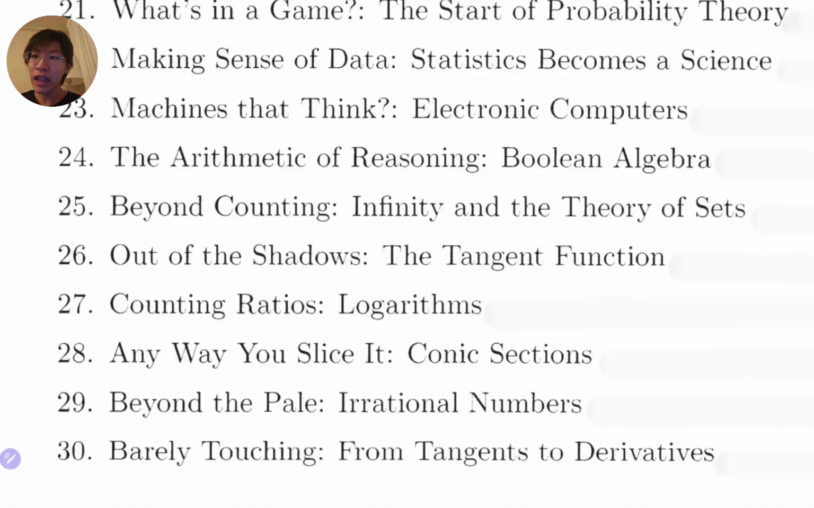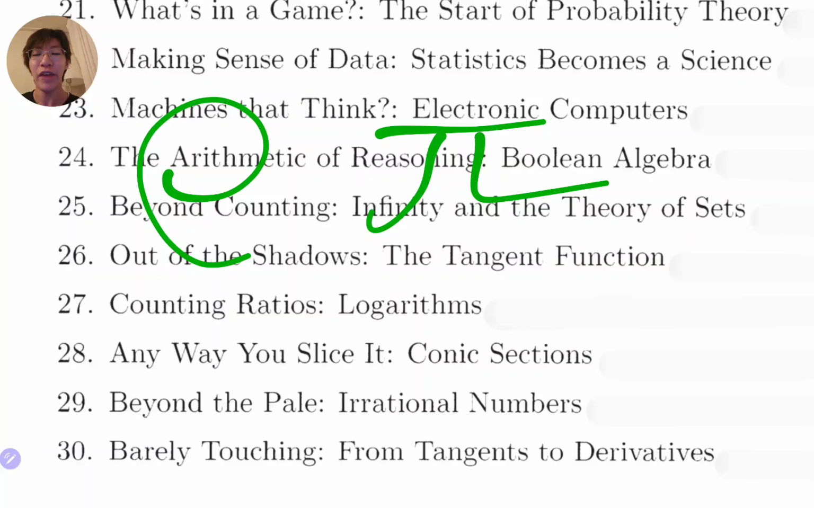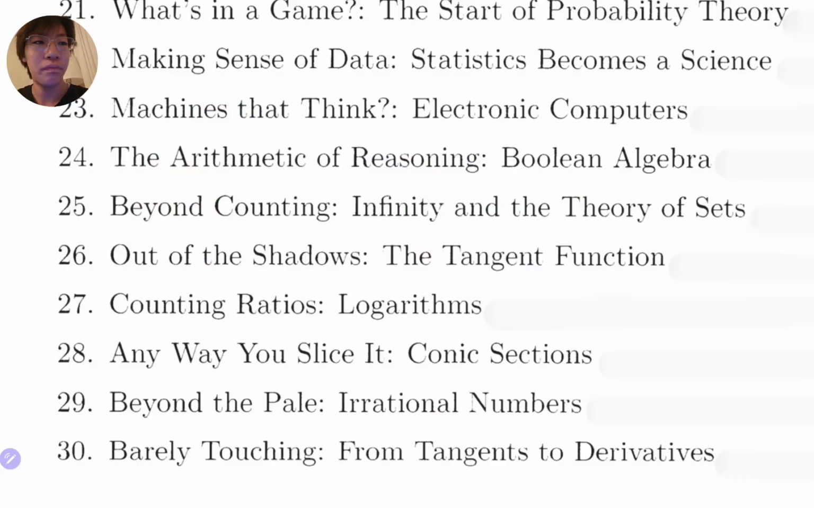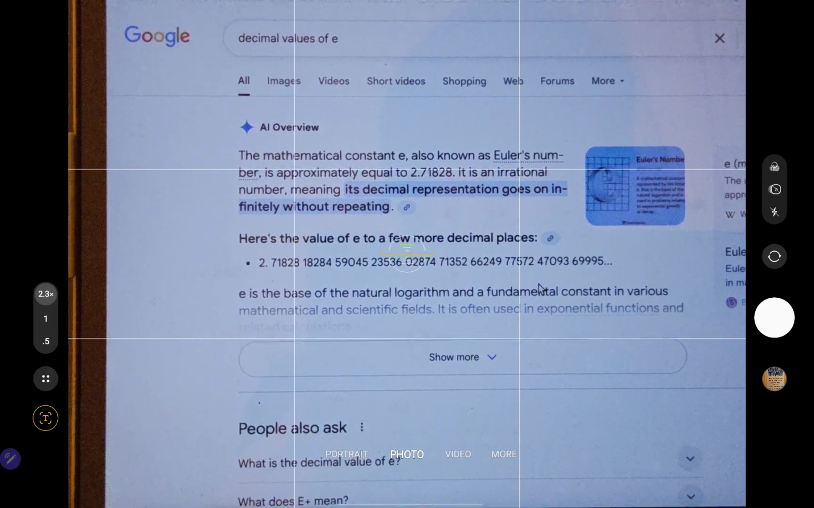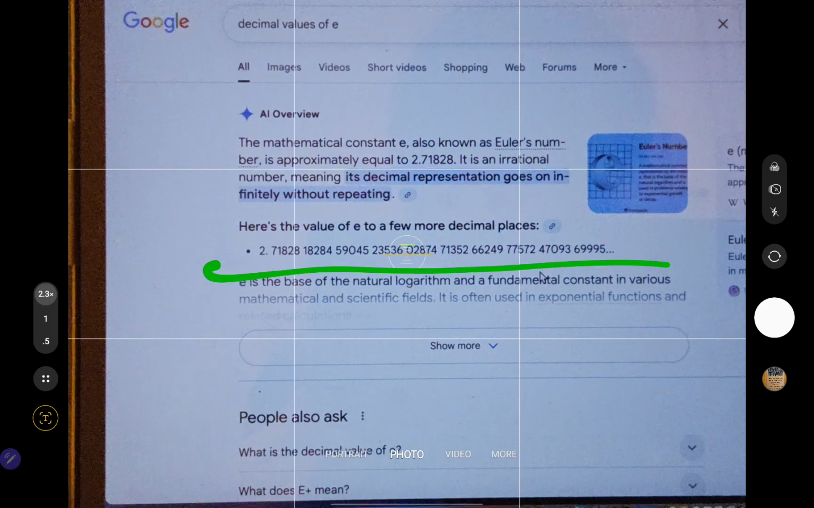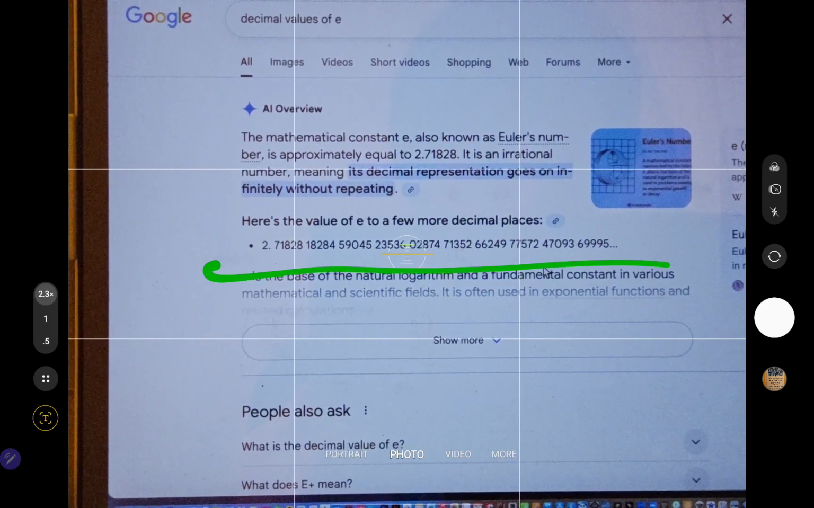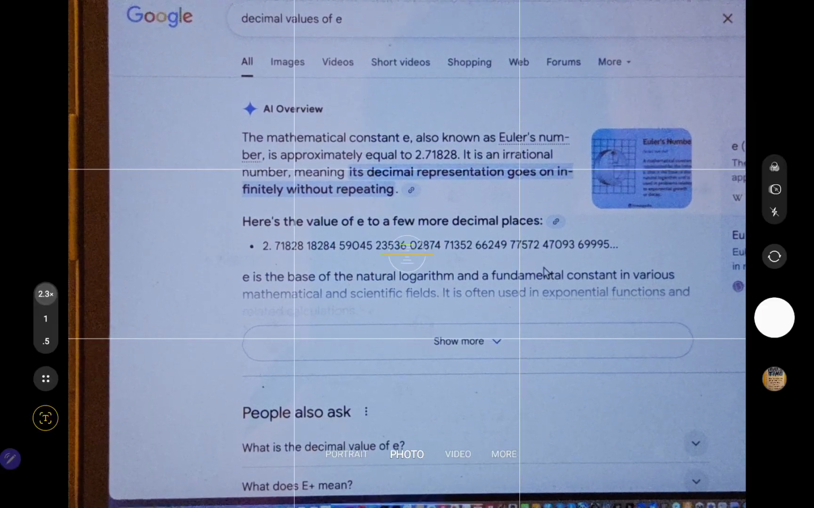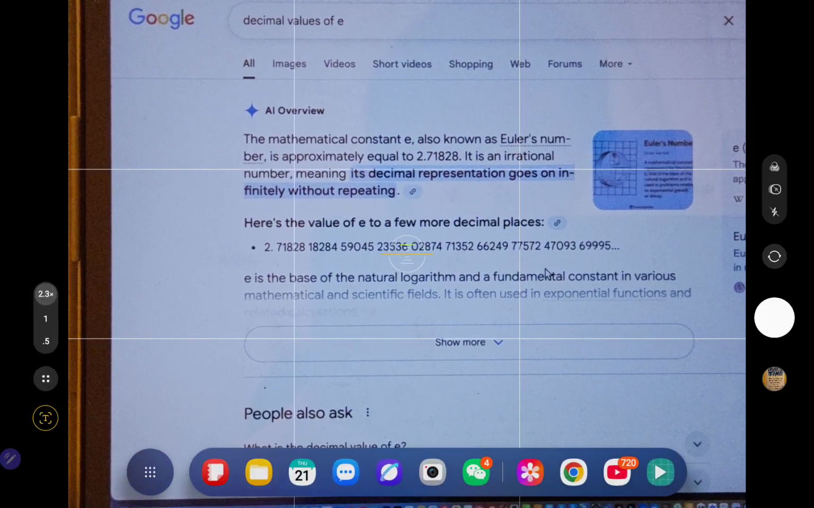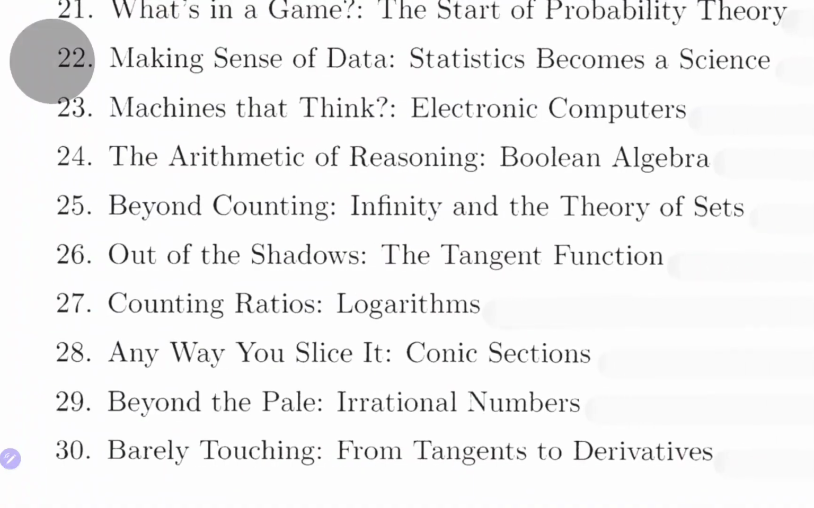And then finally, we're going to talk about irrational numbers and then tangents to the derivatives. Irrational numbers themselves are pretty easy to talk about too. Like e, pi are some of the most famous irrational numbers ever. Unfortunately, e is not as famous as its counterpart pi, and it itself is also irrational. I already showed you pi's irrationality, but the mathematical constant e, which is Euler's number, is an irrational number too.